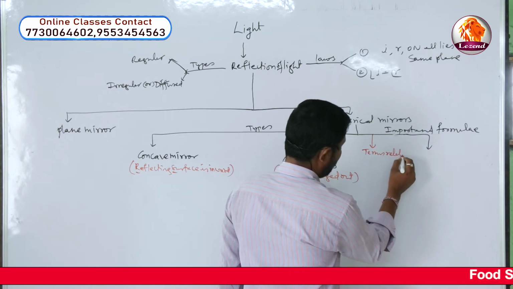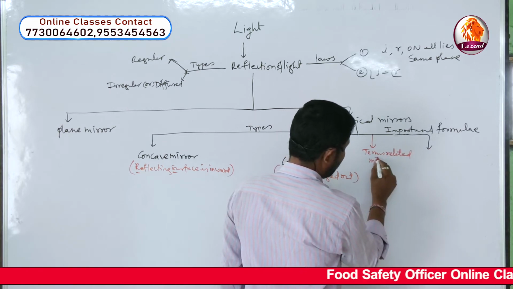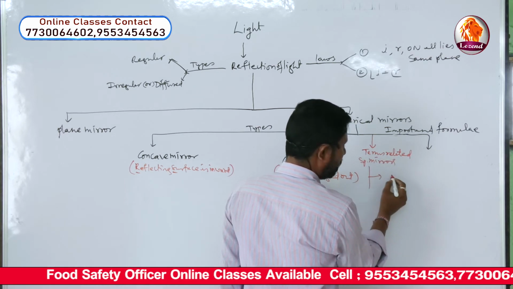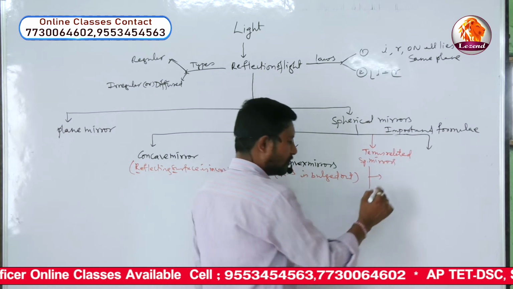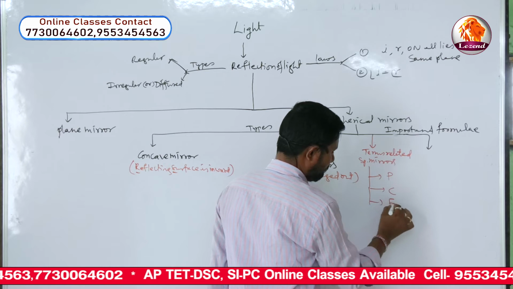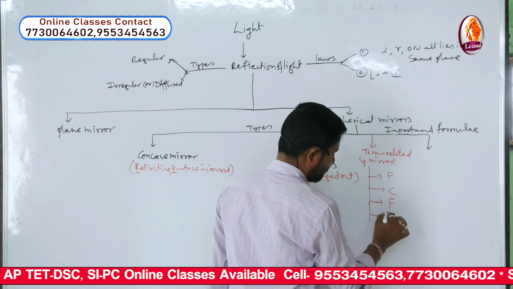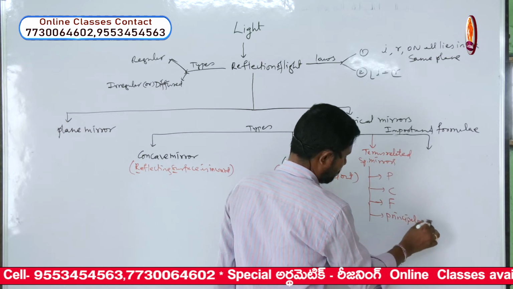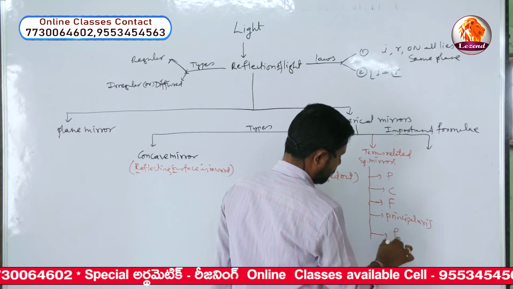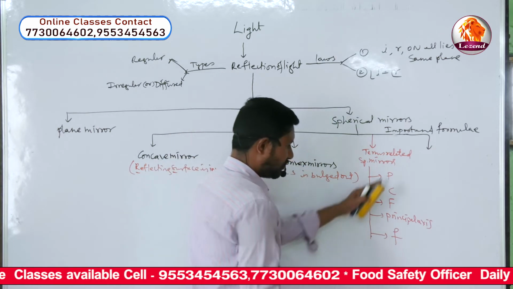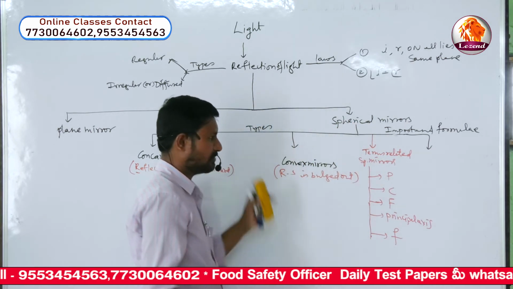Terms related to spherical mirrors. And here you know what are those? Pole of the mirror, center of curvature, principal focus, principal axis, focal length. These are the important points related to spherical mirrors, both the mirrors.